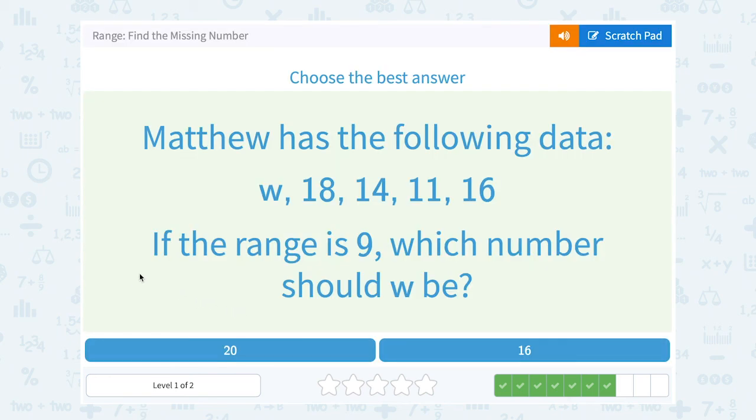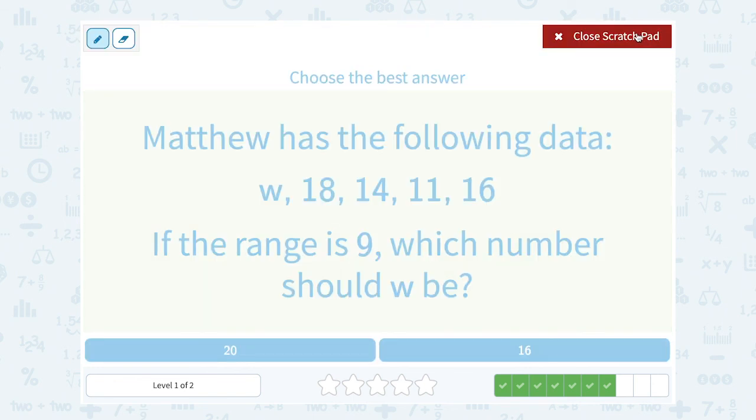Matthew has the following data: W, 18, 14, 11, and 16. If the range is 9, which number should W be? Okay, let's try 20. If I put 20 in place of W, then 20 would be the biggest number, minus the smallest number in my list, which would be 11. Well, 20 minus 11, that works out and gives me 9.